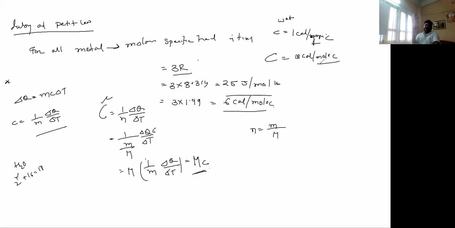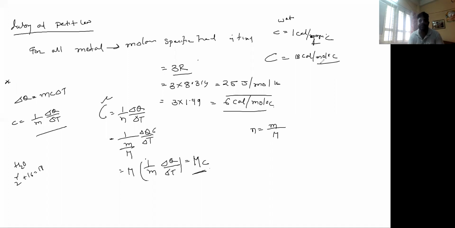So in that way we can convert specific heat capacity into molar specific heat capacity, or vice versa, molar specific heat capacity to specific heat by dividing by the molecular weight. Hope you understand that part.